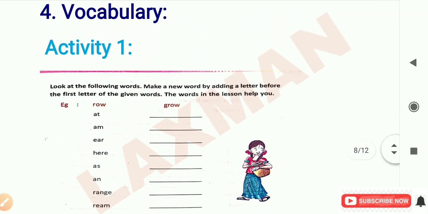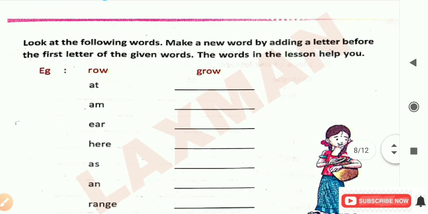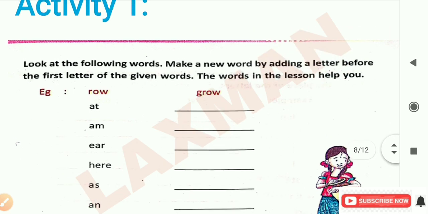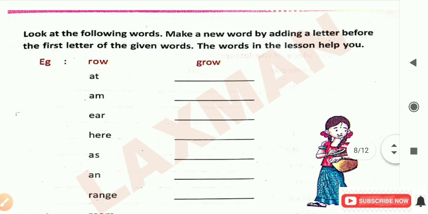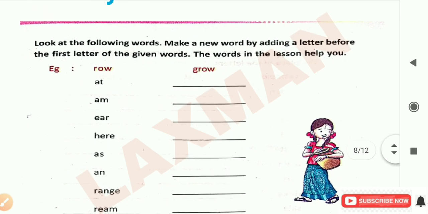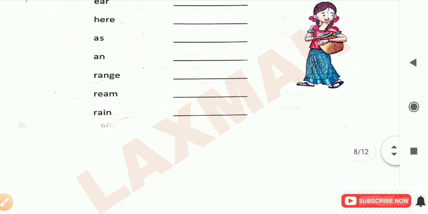Next, vocabulary. Vocabulary activity 1. Look at the following words. Make a new word by adding a letter before the first letter of the given words. The words in the lesson will help you. For example, row. If you add the first letter G to that word, then it becomes a new word, grow. Like that the children have to do this activity.